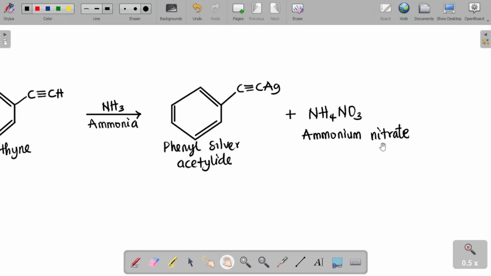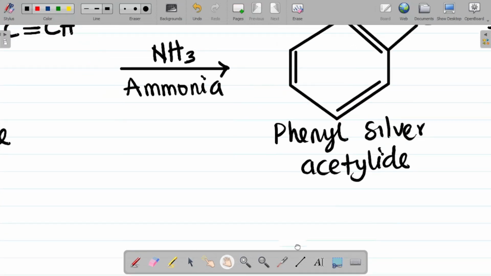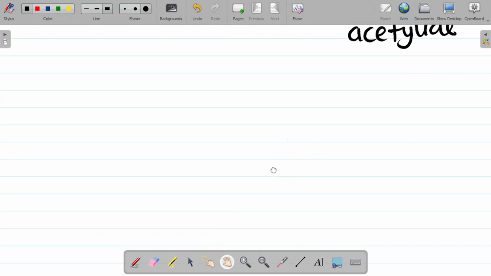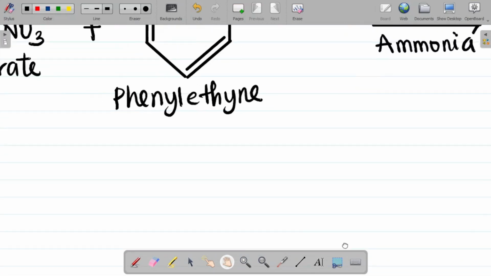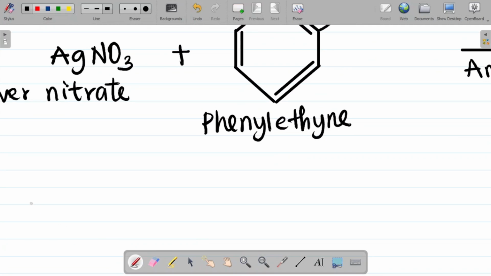Now also the question says, what is the function of ammonia in this reaction? So what's the function of ammonia? Now here's your answer. Here's what your answer should look like. Ammonia is used as an oxidizing agent.